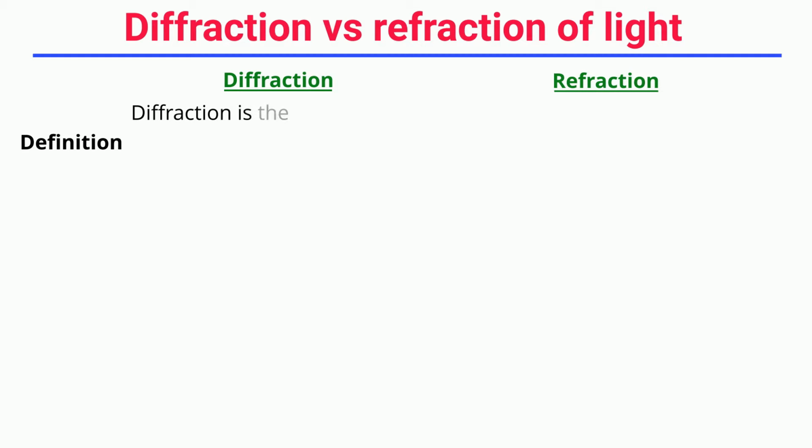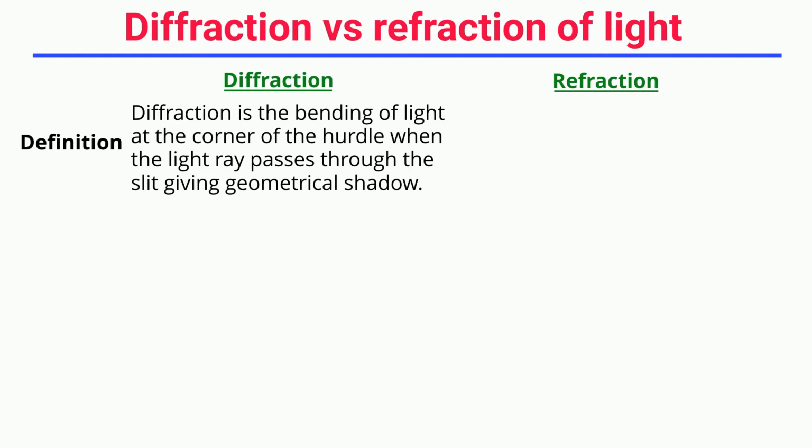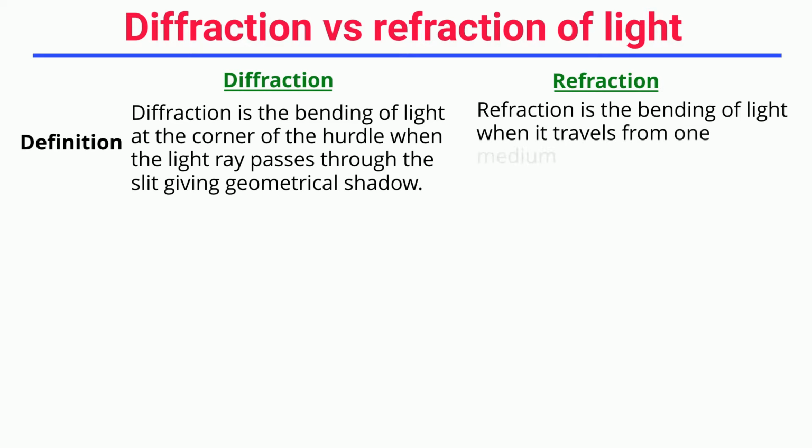Diffraction-refraction definition. Diffraction is the bending of light at the corner of the hurdle when the light ray passes through the slit, giving a geometrical shadow. Refraction is the bending of light when it travels from one medium to another of different refractive indices.